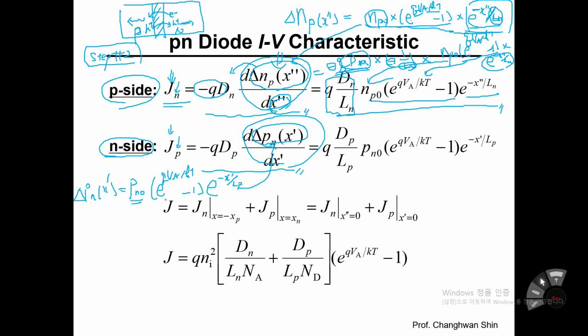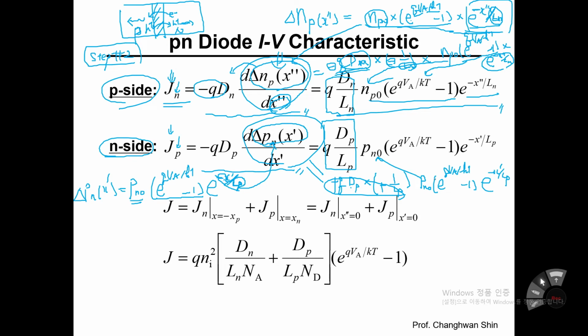So p_n0 is constant and exponential qV_A over kT minus 1 is also another constant. And here minus divided by L_p, those coefficients should be moved out. So minus q times D_p times here minus 1 over L_p, and the constant p_n0, another constant exponential qV_A over kT minus 1, and minus x prime over L_p. Okay, so these two minuses cancel out each other, so qD_p over L_p. So you can find that term here, and p_n0 and exponential qV_A over kT minus 1 here, and you can find the last exponential term. Okay, we are all set.